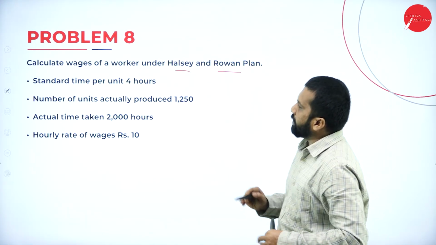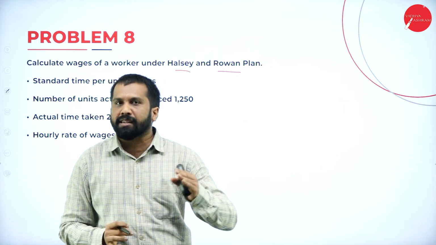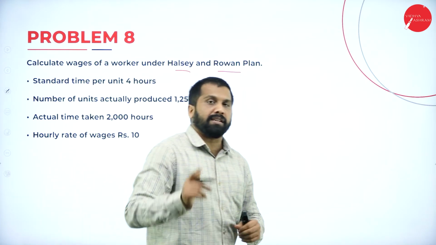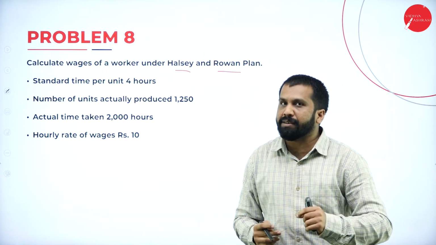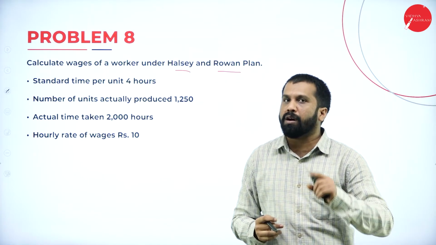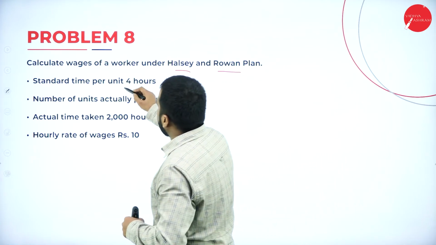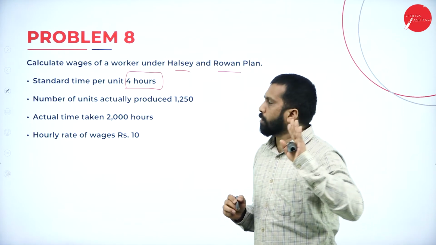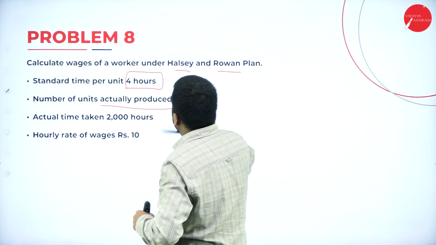How many employees are there? How many workers are there? Unless they mention names like XYZ, ABC, Ramu, Raju and Mohan, we have to assume that there is only one person, because whatever information they have given is only for one person. Now, standard time per unit: 4 hours. Number of units actually produced: 1250.